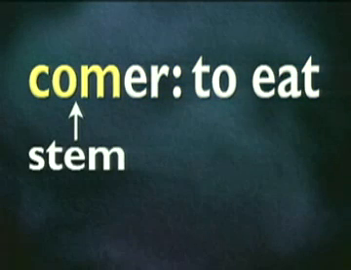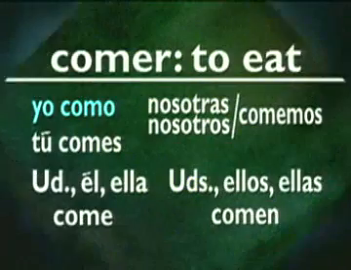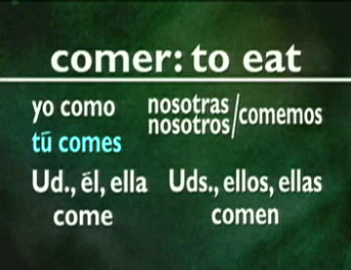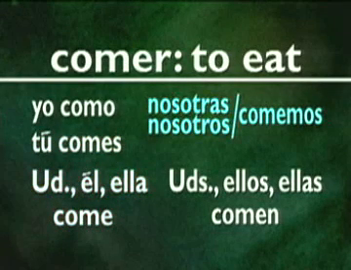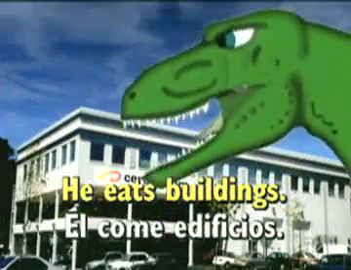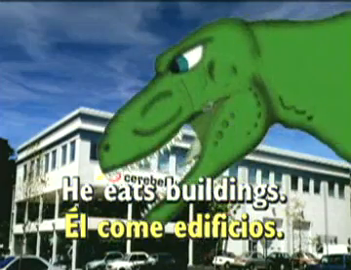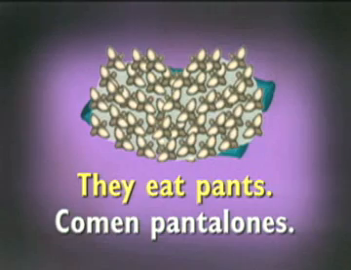Now let's look at an ER verb. Comer means to eat. The stem of the verb is com, and ER is the part we drop when we conjugate the verb. Yo como, tú comes, usted, él o ella come, nosotros o nosotras comemos, ustedes, ellos o ellas comen. He eats buildings. Él come edificios. They eat pants. Comen pantalones.